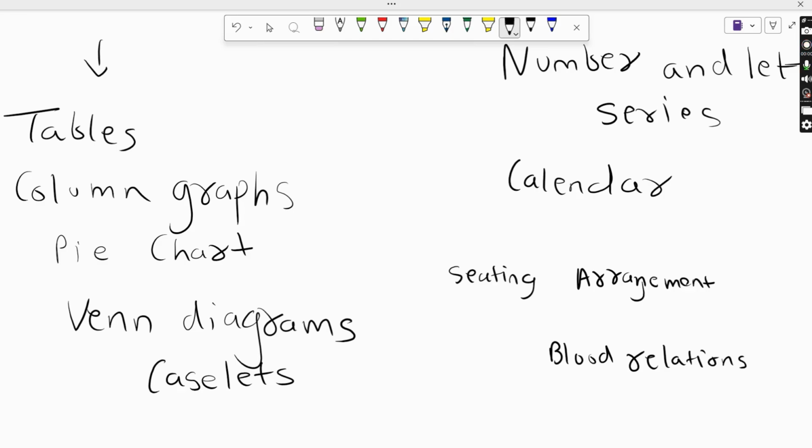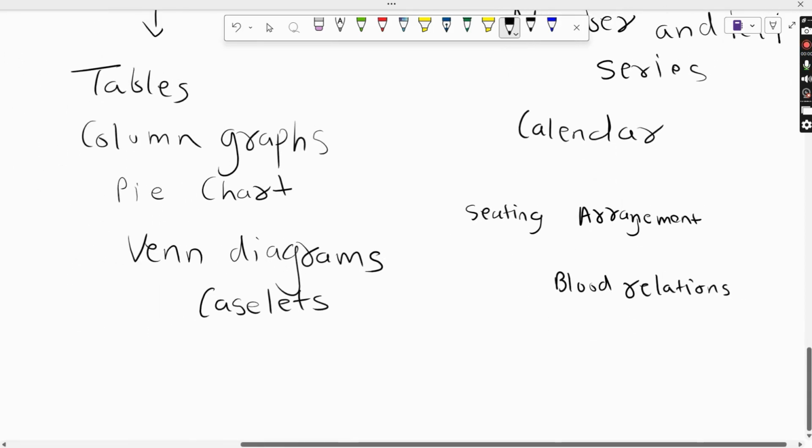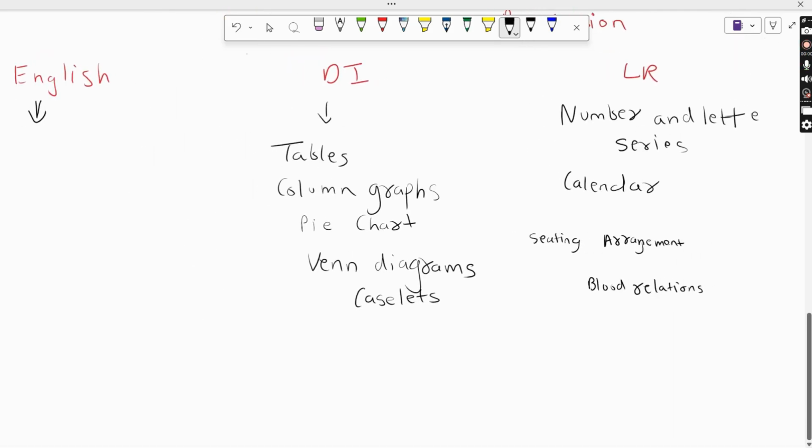For blood relations, let me give you an example. You might be asked: if Rakesh is the son of Mukesh, and Mukesh is the father of Suresh, then what is the relation of Rakesh and Suresh? Basically, that kind of thing will be asked in blood relations. Blood relations can be called defining the relation between two persons.